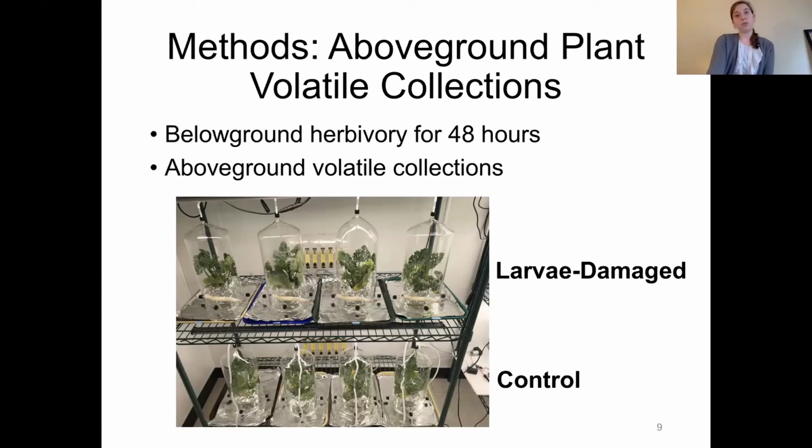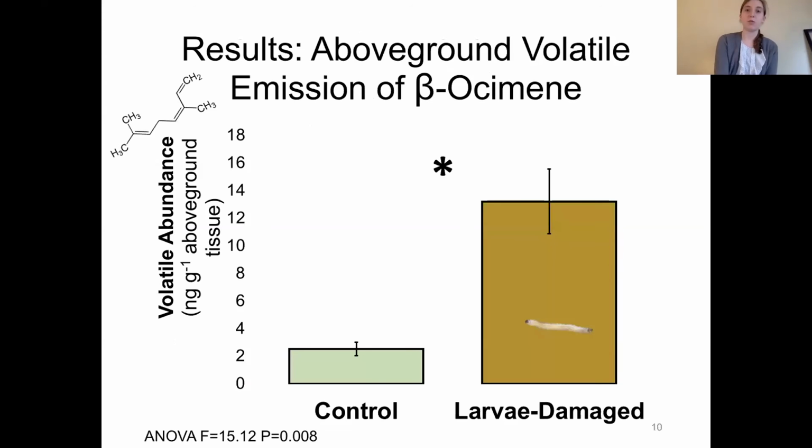Today I want to present the results for one specific volatile compound that we found to be of interest in this study. Here I'm presenting the results for above ground volatile emission of beta-ocimene, which you can see pictured here. On the y-axis, I'm presenting the volatile abundance, so this is the nanograms of beta-ocimene per gram of above ground plant tissue. On the x-axis on the left, we have our control plants, and on the right, we have the larvae damaged plants. What you can see is that in the larvae damaged plants, we see a significant increase in the amount of beta-ocimene that the plants are emitting above ground.